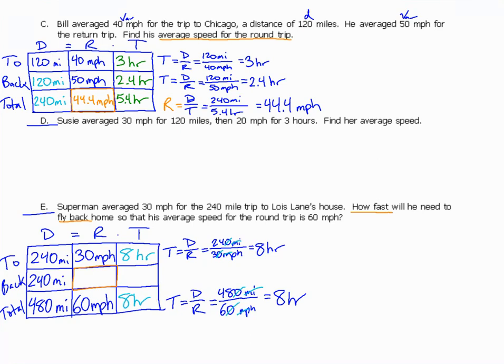So now we have to figure out how long does Superman have to get back to his own house. It took him 8 hours to get there. But if he wants 60 miles per hour to be his average speed, he only has 8 hours for the round trip, which means that he is out of time.